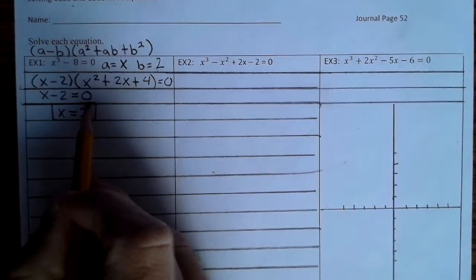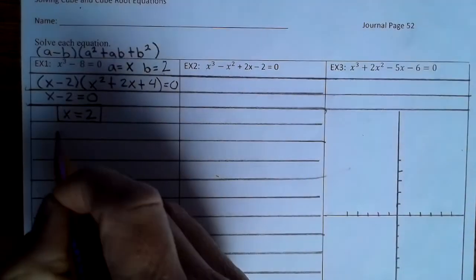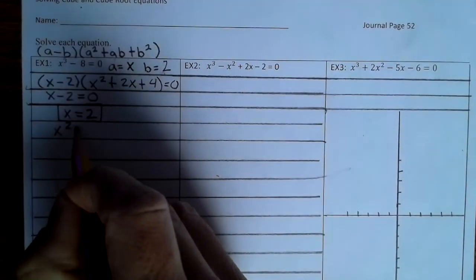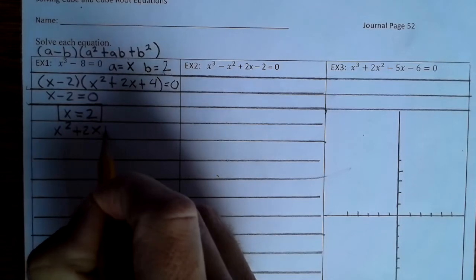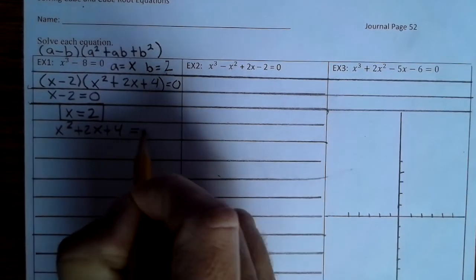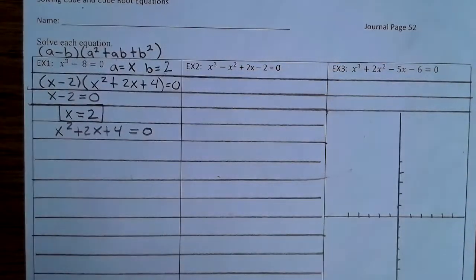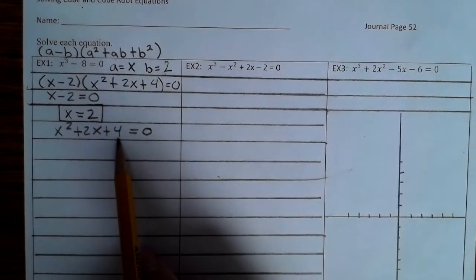Now we need to set x squared plus 2x plus 4 equal to 0. And we want to see if it's factorable. Okay. Now to see if it's factorable, we need to find all the combinations that multiply to give you 4 and combine to be 2. Okay.